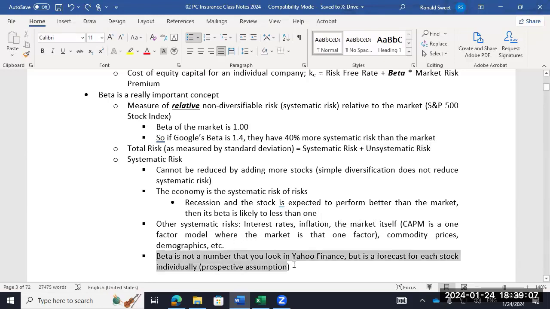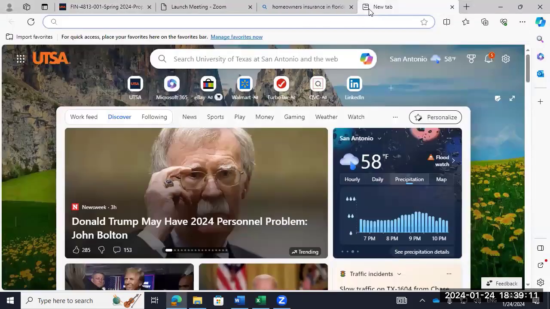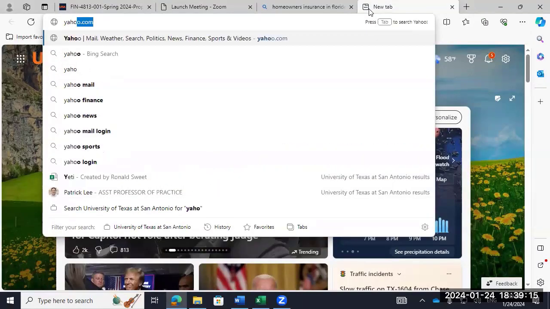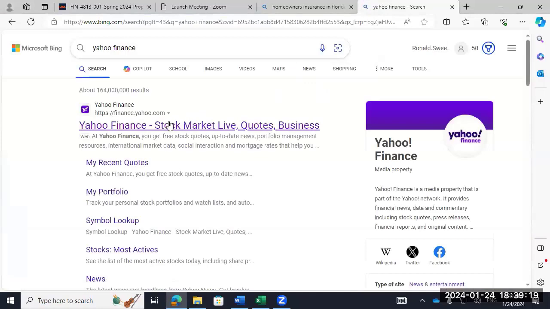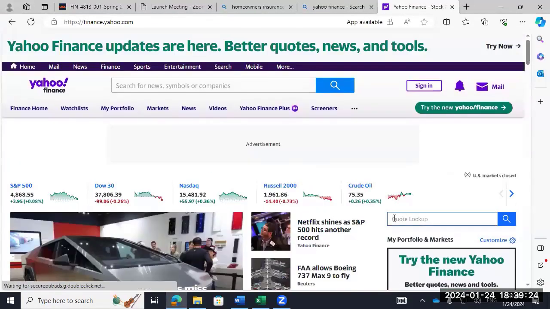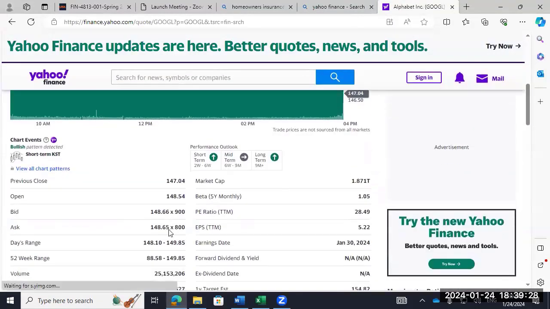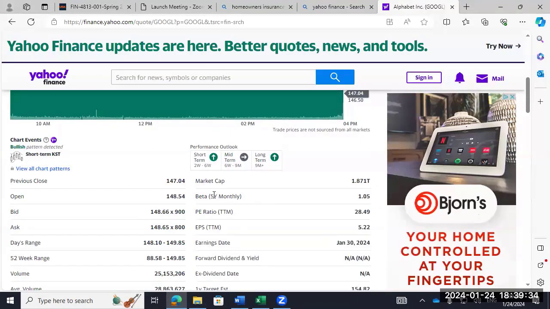So beta is a number you can look up, but looking it up doesn't really do anything for you because it's such an unstable number. I just said Google's or Alphabet's is 1.4. I have no idea what it is recently. 1.05. That's way too low for a Google or Alphabet. But you notice it says 5-year monthly.